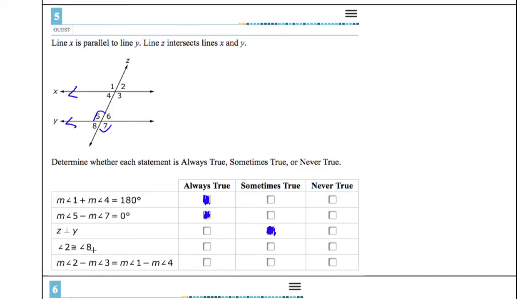2 is congruent to 8. So 2 is a small angle, 8 is a small angle. I mean, just because they're both small, I'm going to say it's always true, but I'll give you theorems to support that. 2 is vertical angles with 4. 4 and 6 are alternate interior angles, and 6 and 8 are vertical angles, therefore 2 is congruent to 8. I've proved it. Always true.